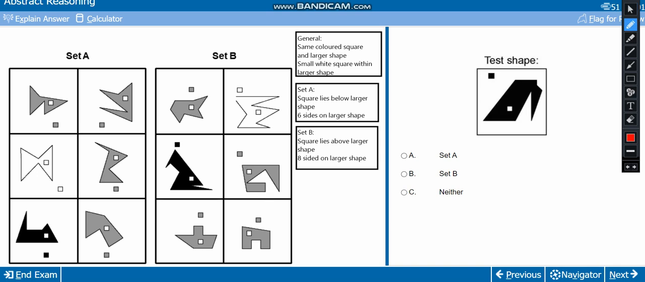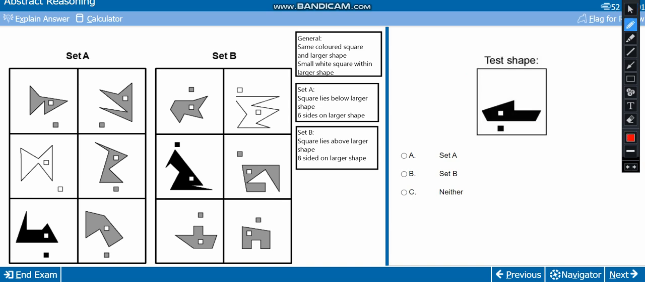Here we have a square that is above the larger shape, and we have 1, 2, 3, 4, 5, 6, 7, 8 sides. The color of the square is the same as the color of the larger shape. They're both black. Therefore, with all this information, we can conclude that this shape would belong to set B.